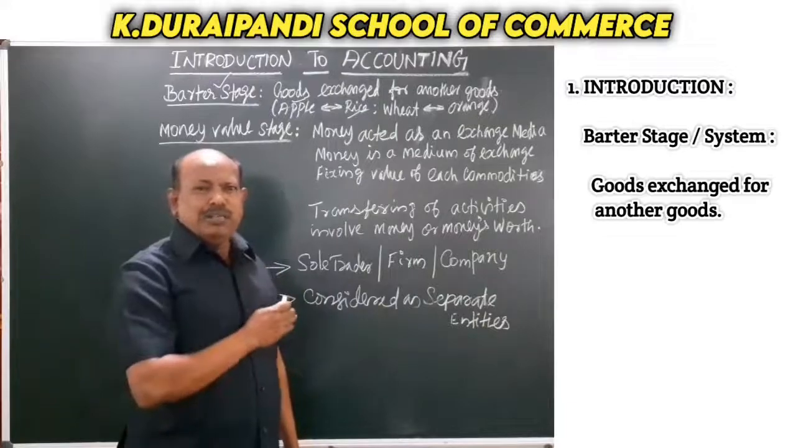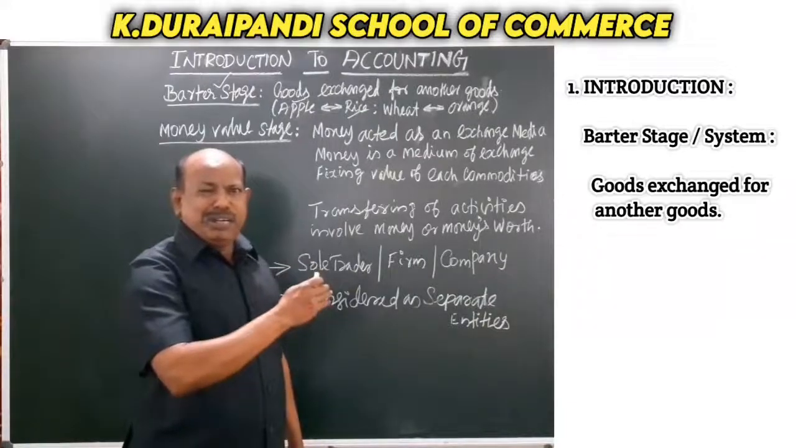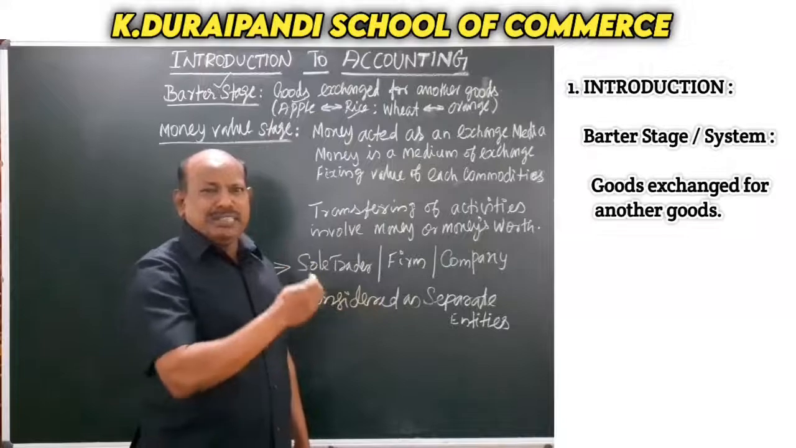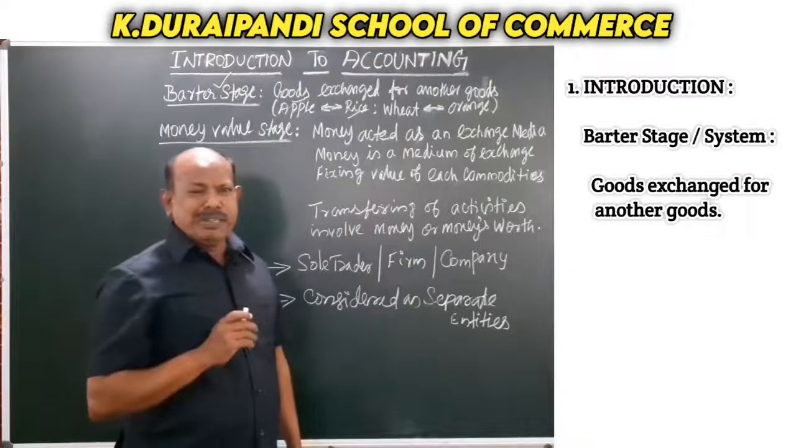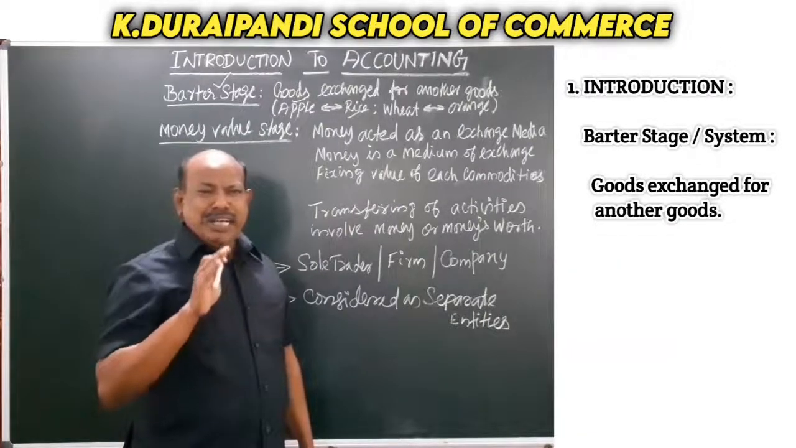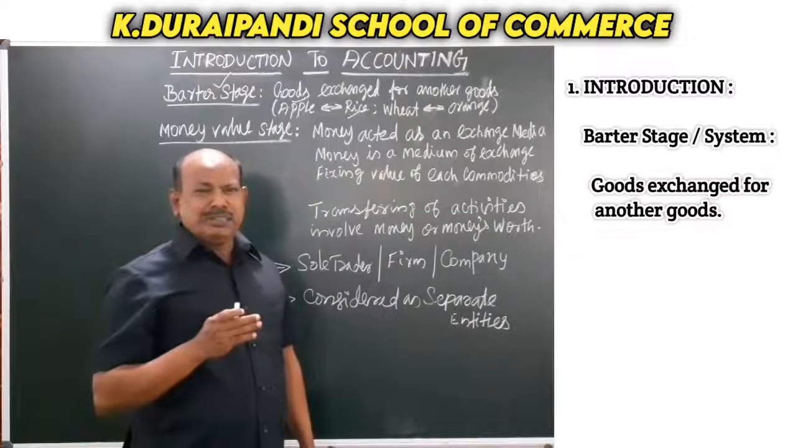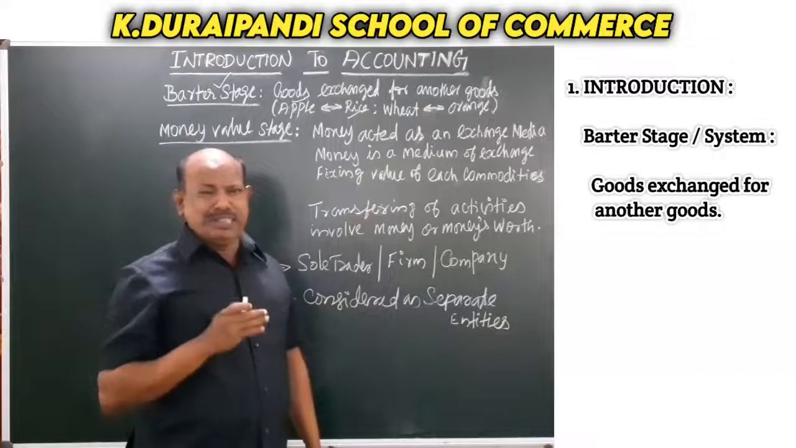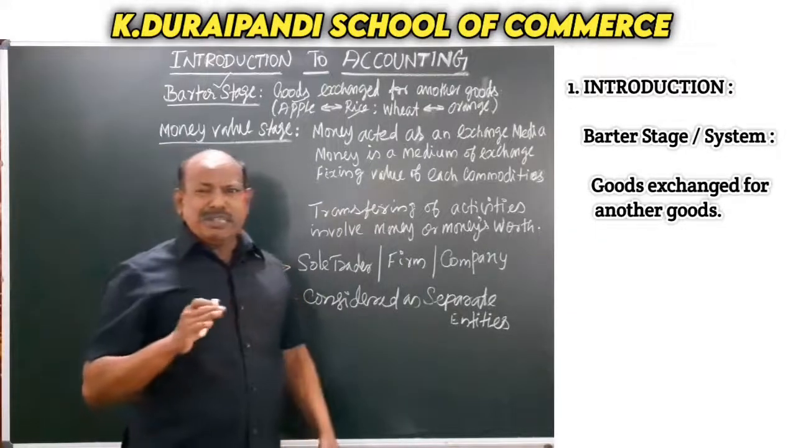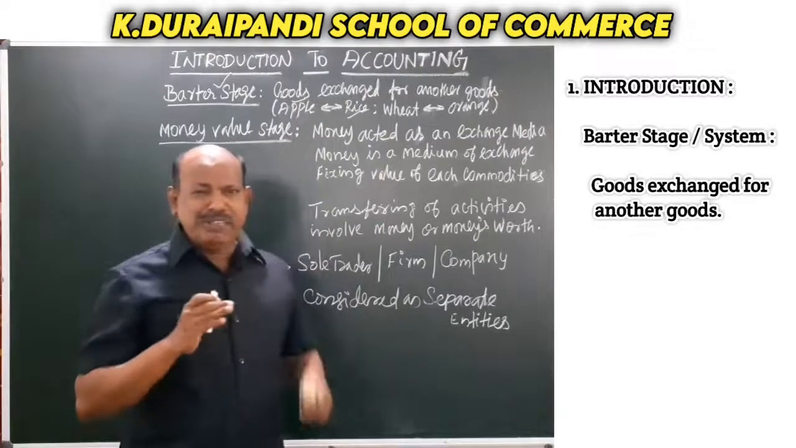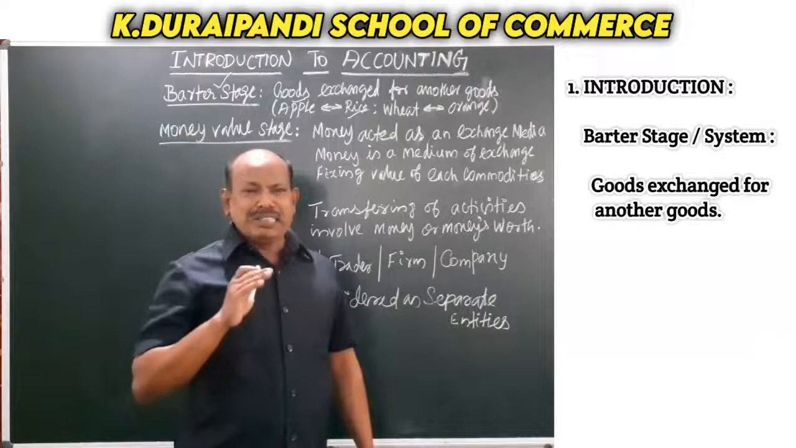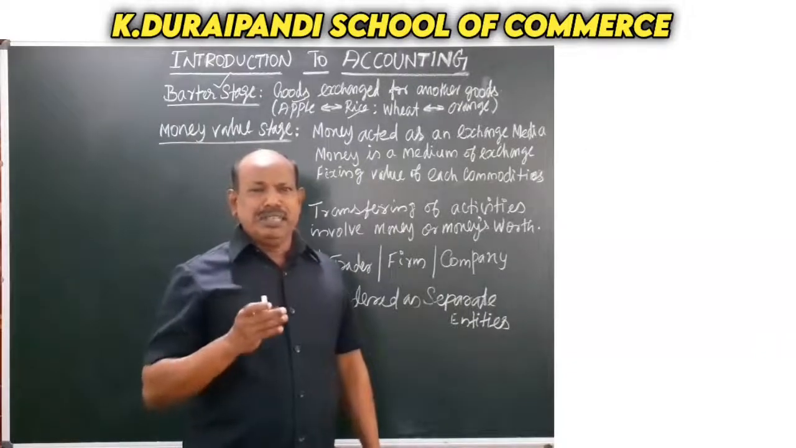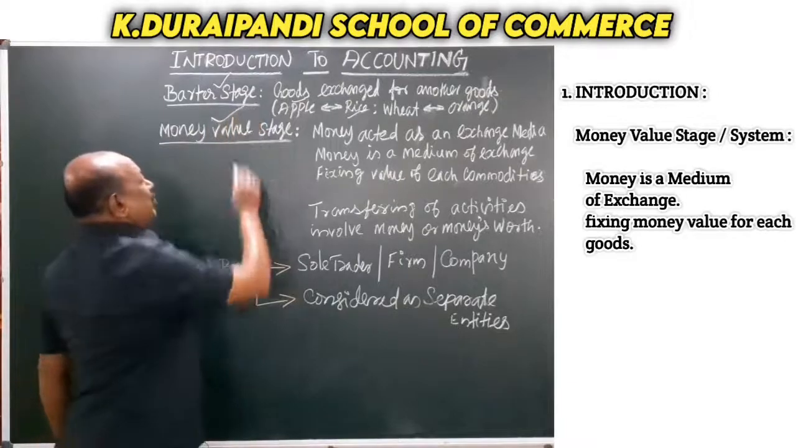That is, one goods transferred for another goods. That is called barter stage or barter system. The barter system has a lot of drawbacks, a lot of difficulties and a lot of disadvantages. To overcome these drawbacks, difficulties and disadvantages, another stage emerged, that is called money value stage.